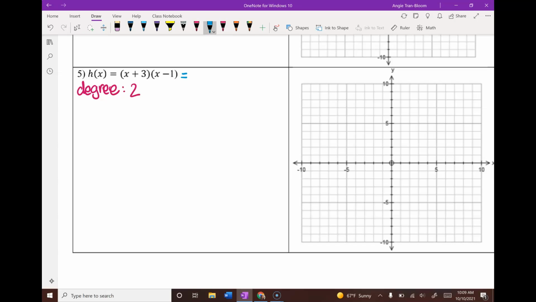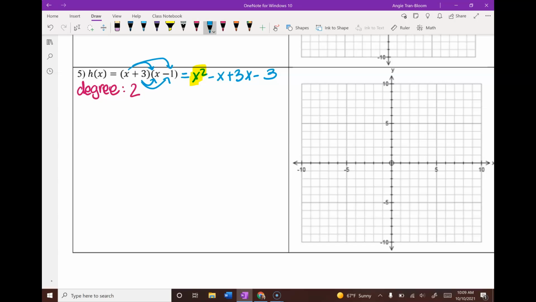We got 2 because if we were to FOIL this out, x times x is x squared. X times negative 1 is going to be negative 1x. 3 times x is going to be positive 3x. 3 times negative 1 is going to be minus 3. Well, the degree, if you were to FOIL it out, would be the highest power, highest exponent, okay? So the x in the front has a degree of 2. That means your power is 2. The exponent of that term is 2.